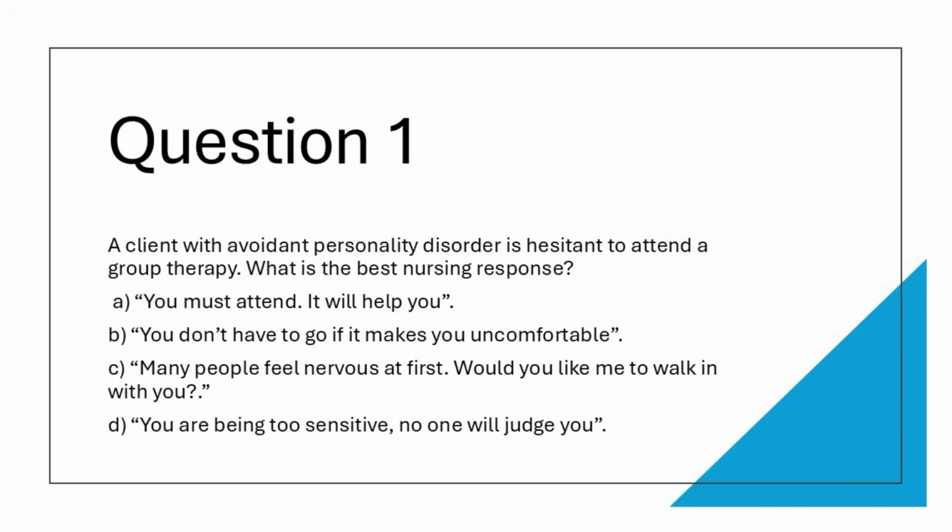Let's look at why other options may not be correct. A says you must attend, it will help you. That's like a command. B says you don't have to go if it makes you feel uncomfortable. You have spoiled it because you have discouraged them by that statement. And D says you are being too sensitive. That's like you are judging them.